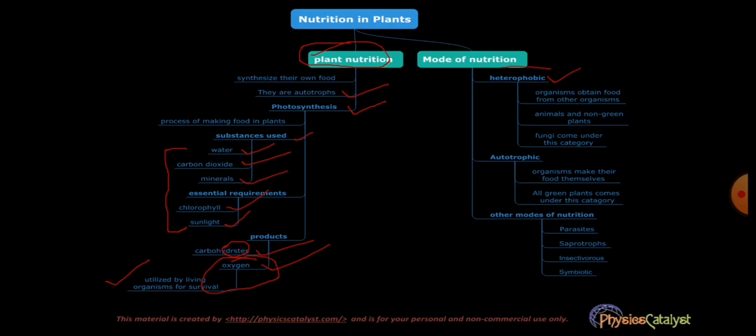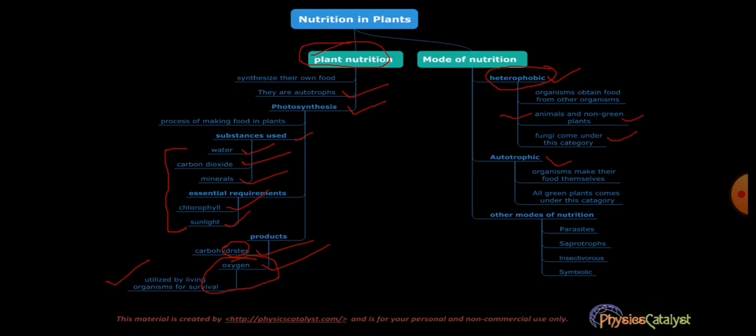Here is the heterotrophic mode of nutrition. In the heterotrophic mode of nutrition, the organism depends directly or indirectly on other organisms. Animals come in this category, and some non-green plants. Fungi also come under this category. Now the autotrophic nutrition: the organisms which make their food themselves. All green plants come under this category.